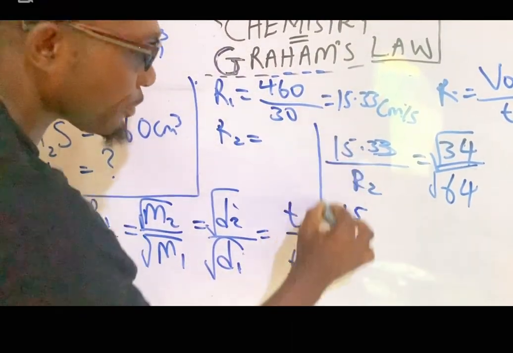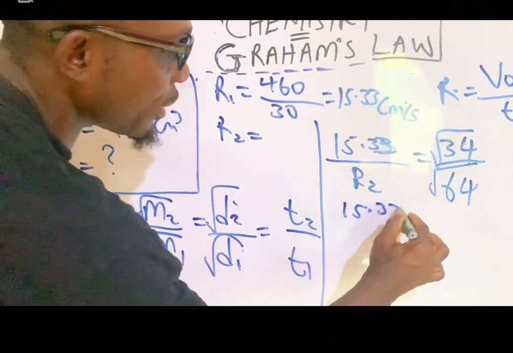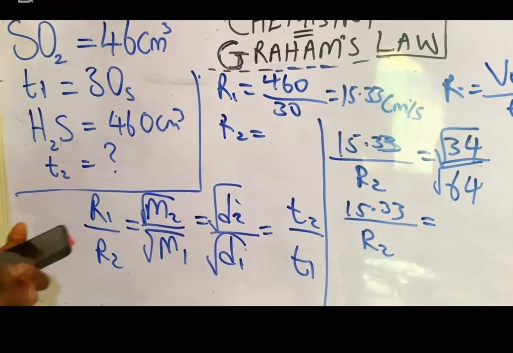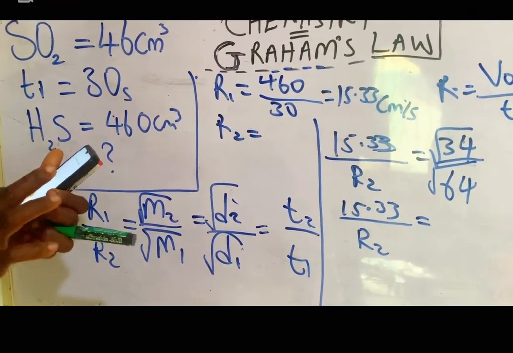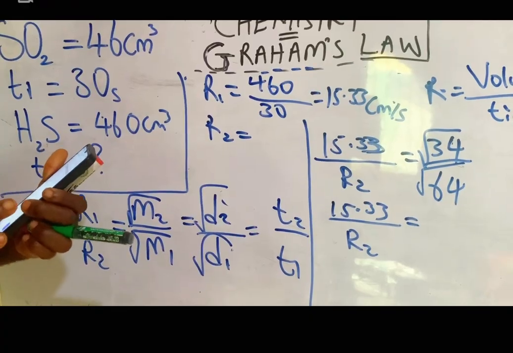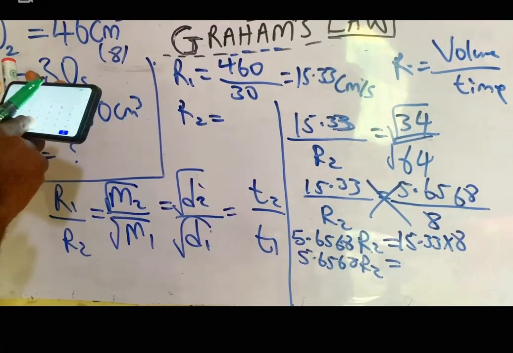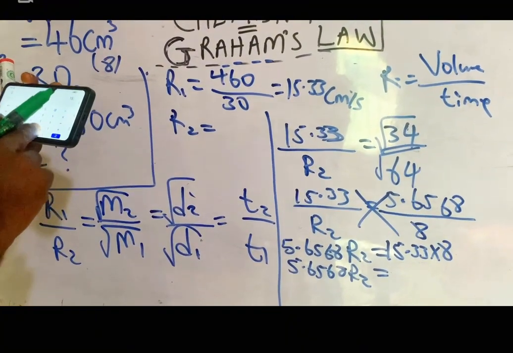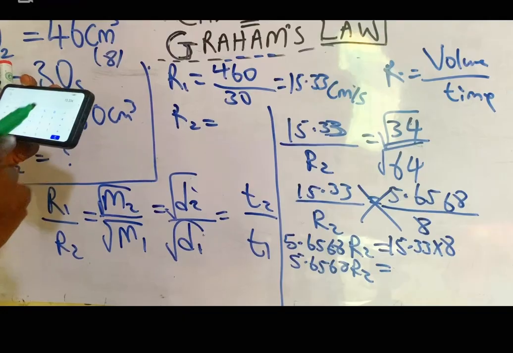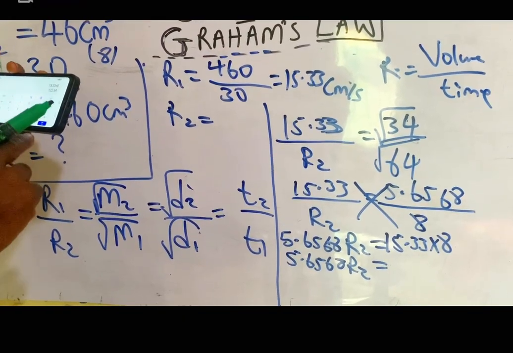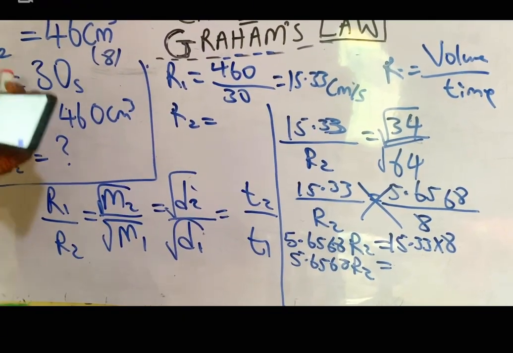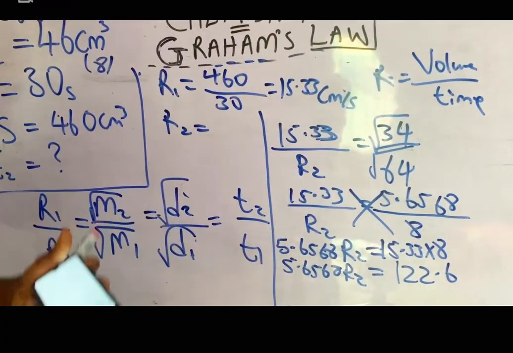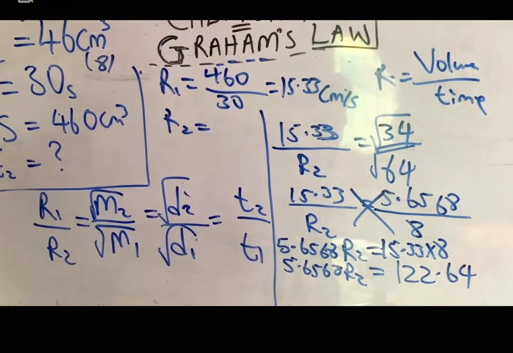So we have 15.33 over R2 equal to, now let's find the square root of 32. Pause. So we are going to press our calculator: 15.33 times 8. My answer is 12264. That is my answer right there.